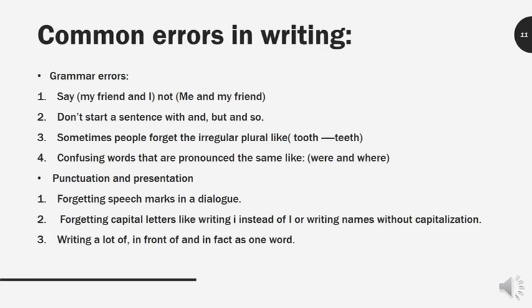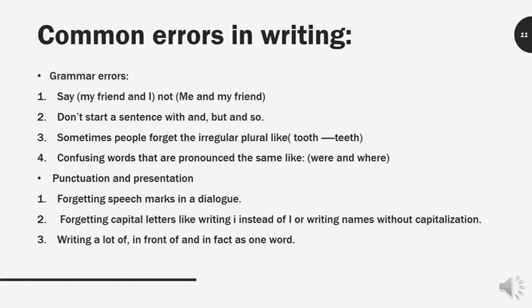Number 2, never start a sentence with and, but, and so. These 3 conjunctions were meant to link, to connect sentences, not to be in the beginning of a sentence. Number 3, sometimes people forget the irregular plurals like tooth, they say tooths. So you should be aware to remember that it's teeth. We had many examples in a previous lesson. Number 4, confusing words that are pronounced the same. The homonyms, as you know. So where and wear are both like the same pronunciation, but spelling is different. Always be alerted when you write to such mistakes.